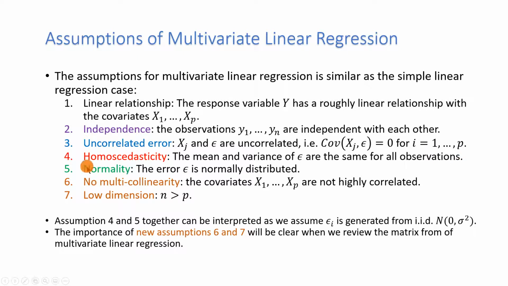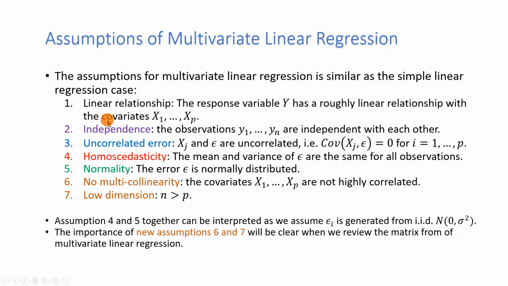And for the fourth assumption, again, we need to assume the homoscedasticity assumption, which assumes that the mean and the variance of your approximation error epsilon are the same for all observations. And for the fifth assumption, again, we assume the error epsilon is normally distributed.